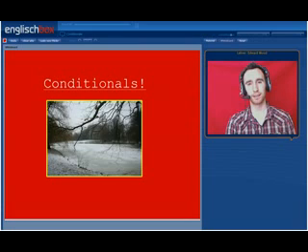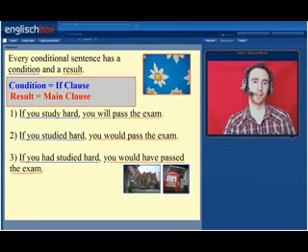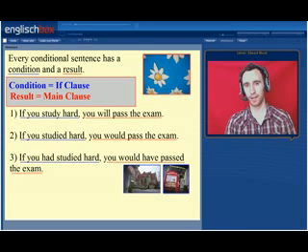The topic for today is conditionals. So what is a conditional and how do we form a conditional sentence? A conditional consists of a condition and a result. The condition is expressed in the if clause, the first half of the sentence, and the result is expressed in the main clause, the second half of the sentence.